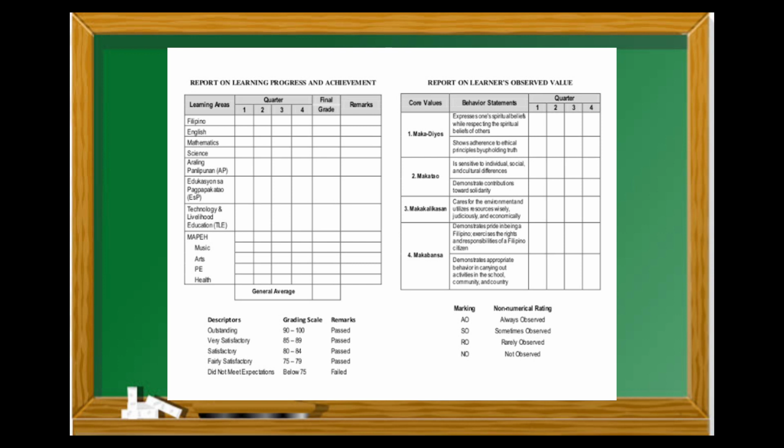Satisfactory, 80 to 84, passed. Fairly satisfactory, 75 to 79, passed. And did not meet expectations, below 75, failed. So as you can see in the next column of final grade, there's remarks there. After computing your final grades, the teacher will write their remarks whether you passed or failed.